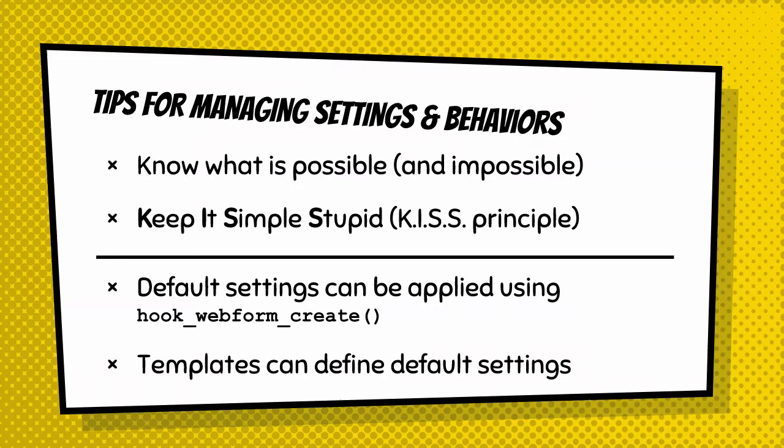Like, just get the job done and then gradually iterate through what you're building and then make it a little more complex. I see people building ridiculously complex forms off the start, and it's better to start simple, gradually build it out, and figure out how you want to proceed. And some little developer tips is you can write hooks to define default settings, so when someone hits create form, you can go in and say, you know what, every form on my site needs to be Ajax enabled, so I'm going to turn on Ajax for every form.